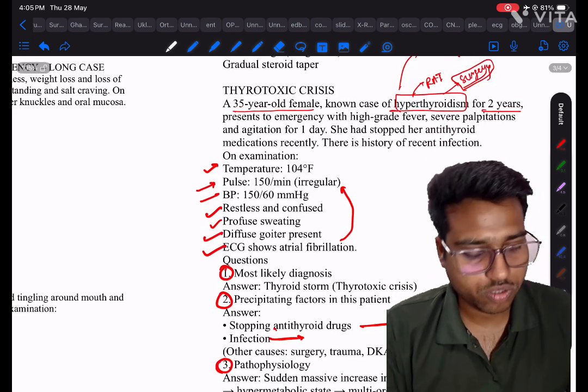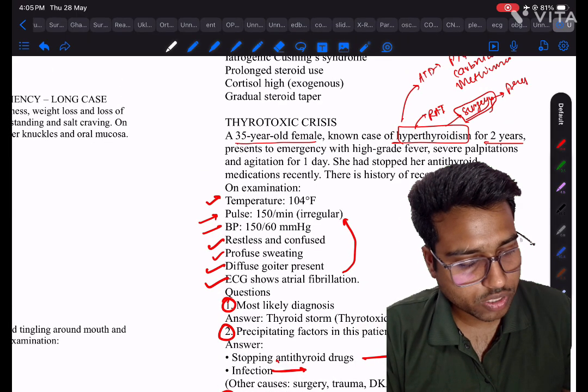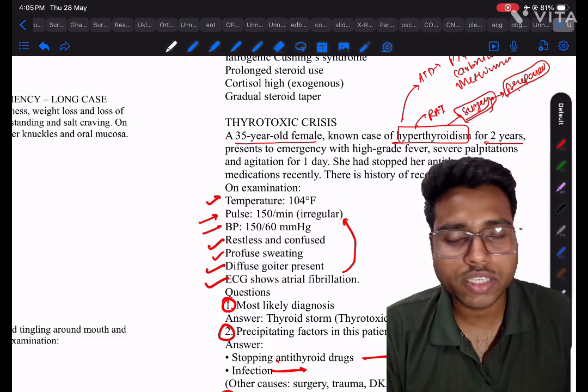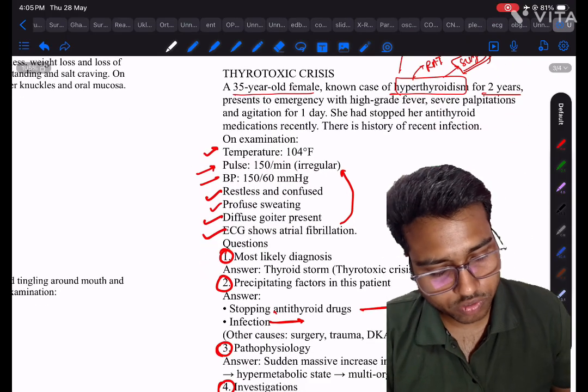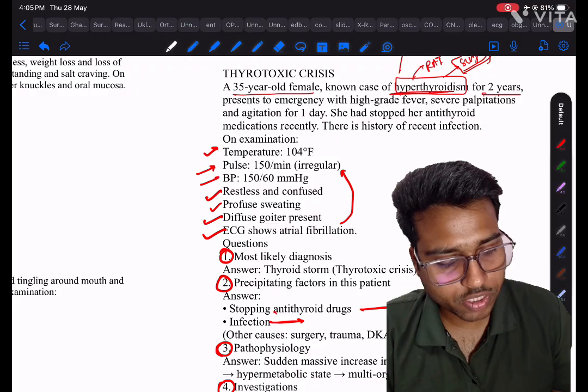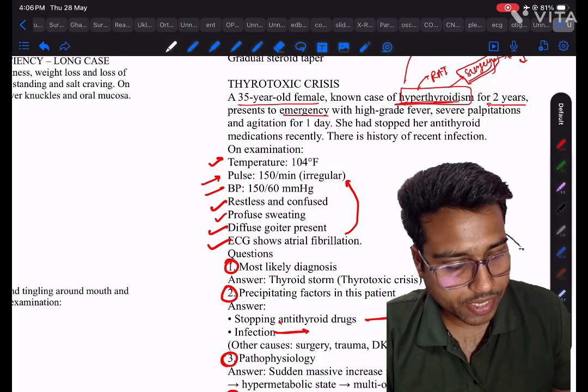Okay, so we should go for this surgery, and before surgery we have to do the preparation. You should learn this preparation that are asked. This is asked in the practical exam, also in the theory exams also. So here patient is already hyperthyroidism, in drugs पे होंगे already वो. Okay, present for the emergency in high grade fever.